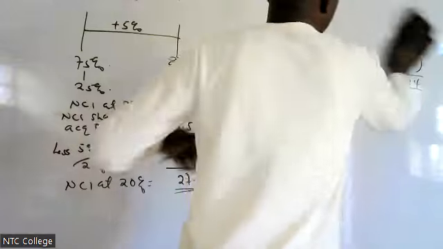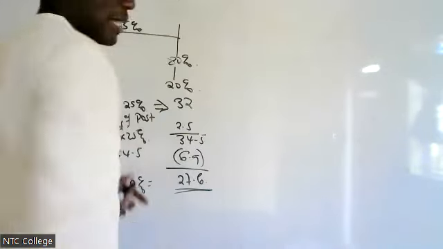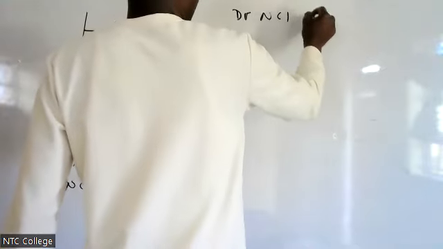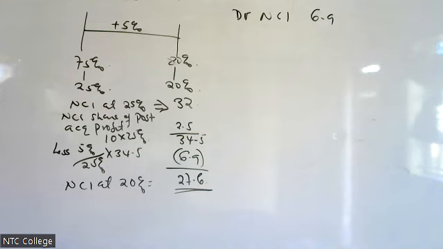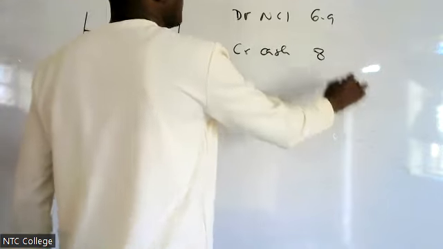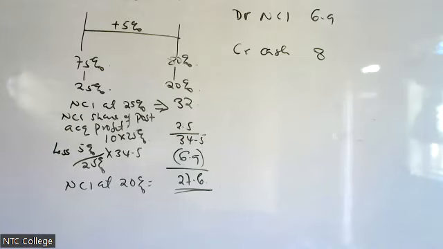But remember, the examiner wanted journal entries. How are we going to give journal entries? We are going to debit NCI by 6.9 because we are selling NCI. That is what we are purchasing. Then I credit cash. I credit cash because I invested 8 million. When you read our question, we invested 8 million to buy 5%. Therefore, we acquired 6.9 at 8 million.